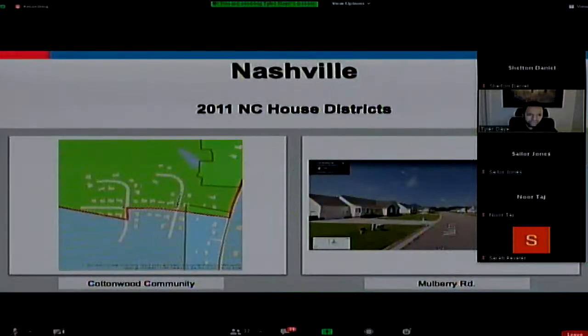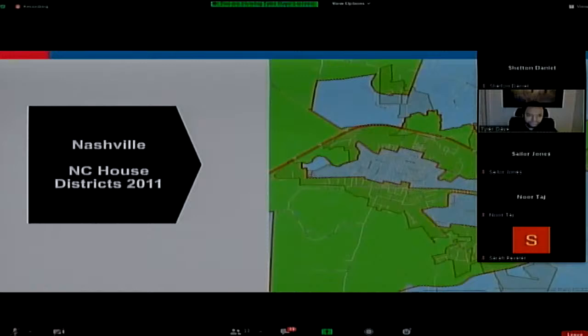And I'll show you here, this is the Cottonwood neighborhood in Nashville. This is Mulberry Road. There it is on the map. And this was a dividing line. You can see here in this photo, this was a dividing line between two North Carolina House districts. So literally next door neighbors were in different districts.